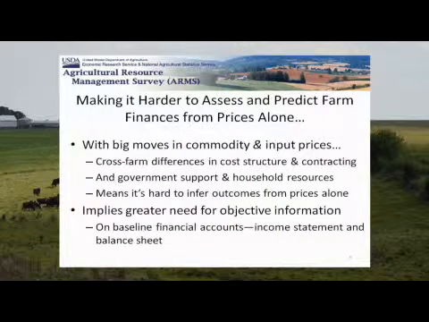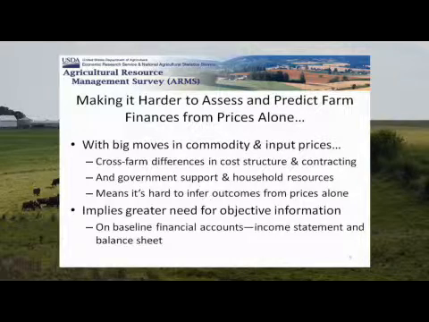Now, that variability in itself makes it harder to predict and assess farm finances, but there are other things that make it very hard to predict from prices alone. There are significant cross-farm differences in the structure of their expenses and in the ways in which they purchase their inputs. That affects their prices and affects their costs and ultimately affects the estimates of their financial performance. There are significant differences across farms in the nature of government support and in the household resources available to them.